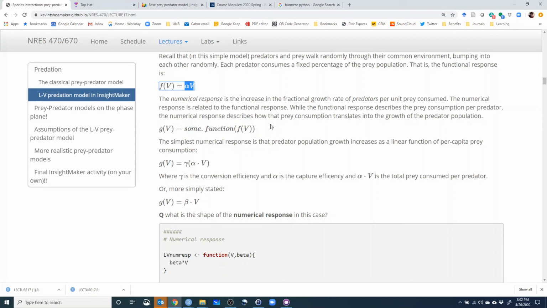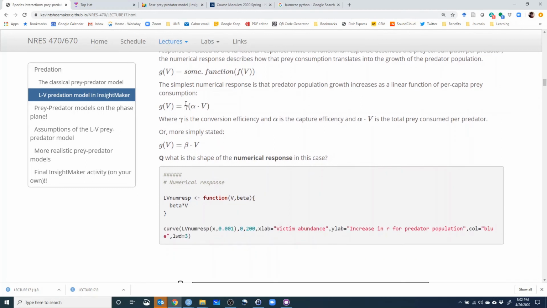So the numerical response we can often think about as just taking that functional response and multiplying it by some conversion factor. The functional response is in units of victims consumed. Let's convert that into units of predator population growth. All right, how much of those new victims that were eaten can be converted into making and improving the growth rate of the predator population? That's the numerical response. And the simplest way to think about or model it is to take this simple functional response and just multiply that by a constant.